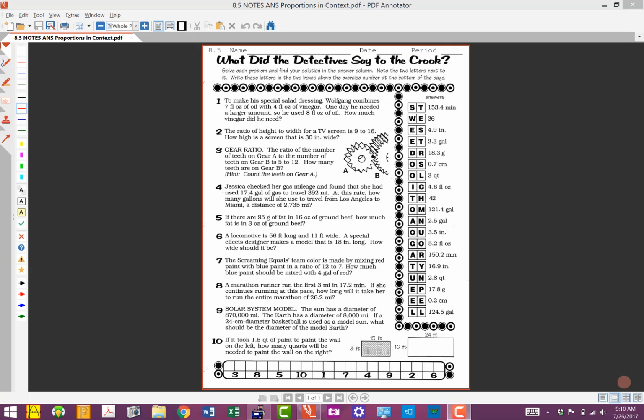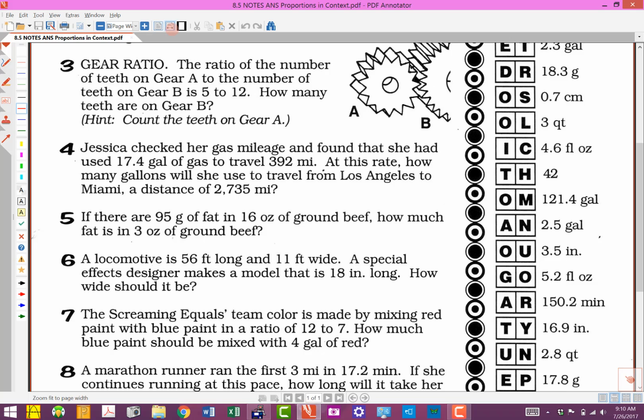Alright, this is a good little section where we go back and review some concepts involving proportions. We've been working with proportions for quite a while. These are some more proportions in context, and this is just a fun little worksheet, so I want to show you how this works so you can do this.